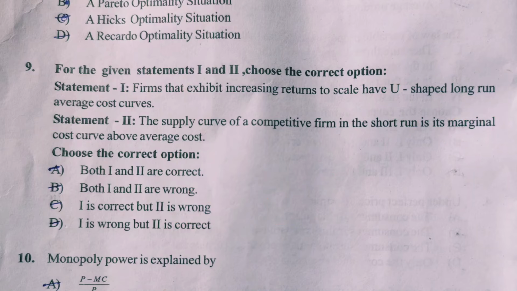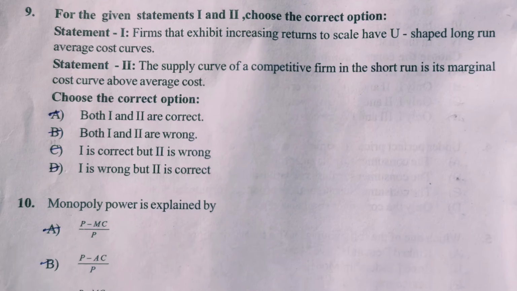So we can say the first one is, so both are correct? No, both are wrong? No, one is wrong, the second is correct. Yes, that is true. One is correct, second is wrong, that is also incorrect. So D option should be the correct option here.